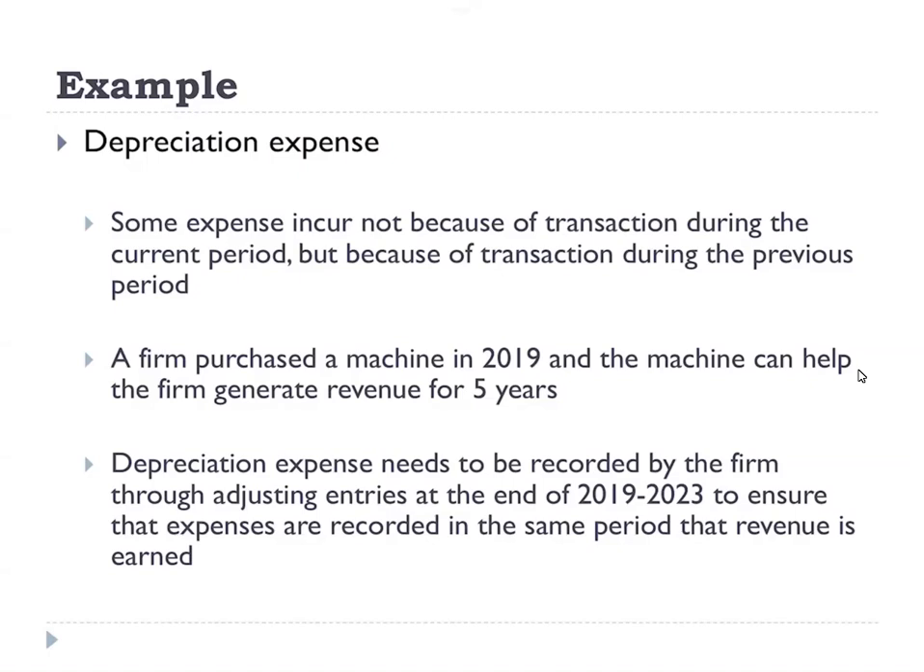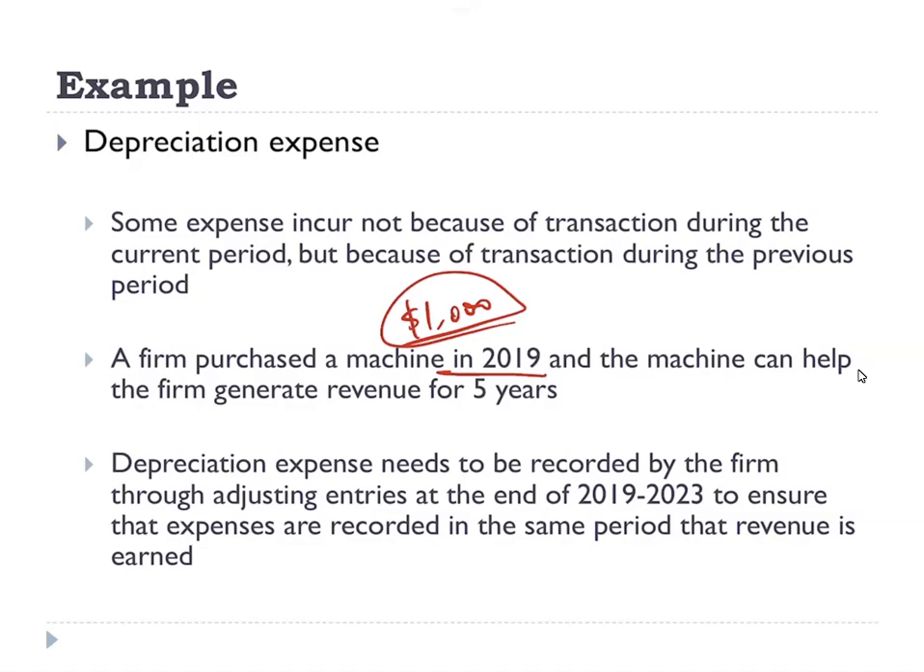So even though the firm purchased the machine and maybe paid out the whole cost of the machine in the year 2019, we're not going to recognize all of the cash paid. For example, if the machine is $1,000, we are not going to recognize all of this $1,000 in the year 2019. It's just because the machine is going to serve the firm for 5 years. So it doesn't make sense to recognize the whole cost in just 1 year.